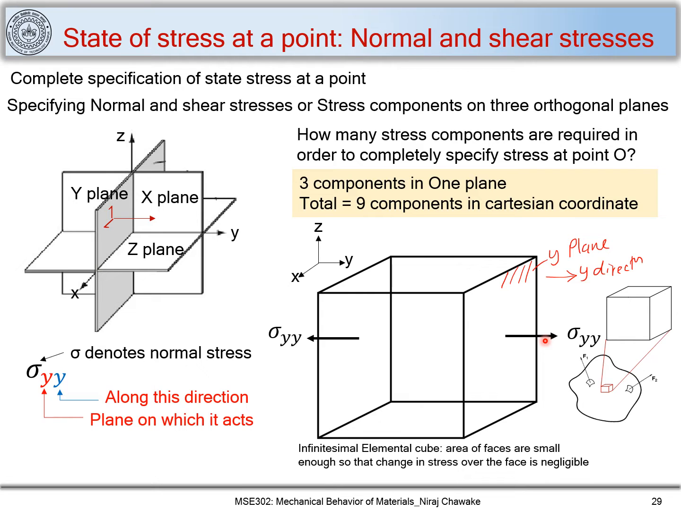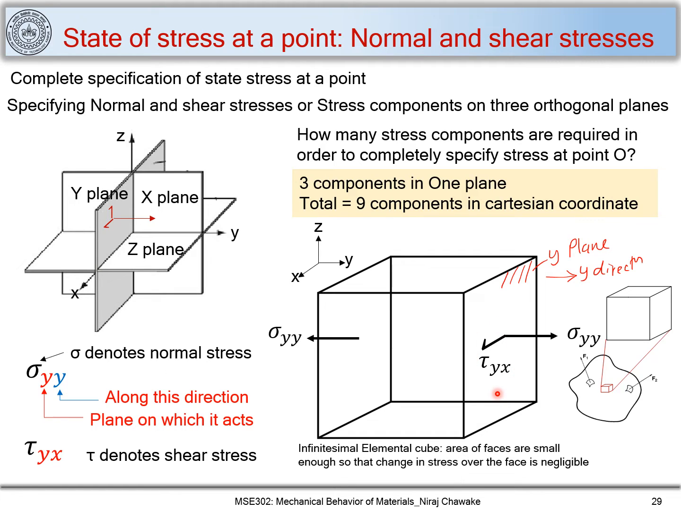Now shear stress. Let's say I have tau yx. Tau denotes shear stress. The first alphabet or symbol here also represents the plane on which it acts. Shear stresses lie in the plane of interest, and the second symbol indicates the direction along which it acts. So tau yx will be this shear stress. It is in the y plane along the x direction. So this is the x direction, so it is acting along the x direction. So this is my tau yx.